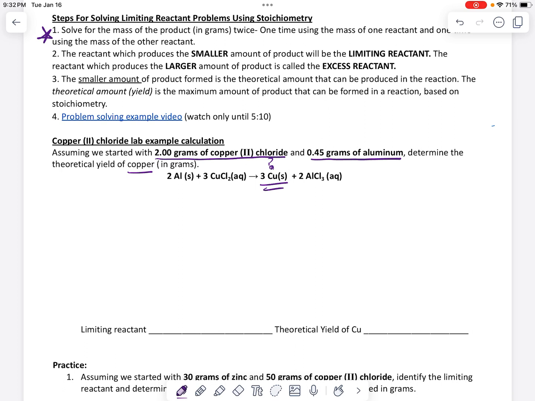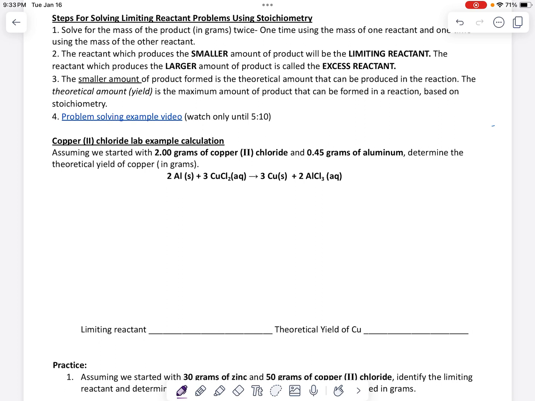So I need to know, given 0.45 grams of aluminum, how many grams of copper will that make? And then 2 grams of copper chloride, how many grams of copper will that make? And so I'll have to figure both of those out separately using the math that we learned from first semester. So nothing new in terms of how to solve it, just now we have to do 2 of them.